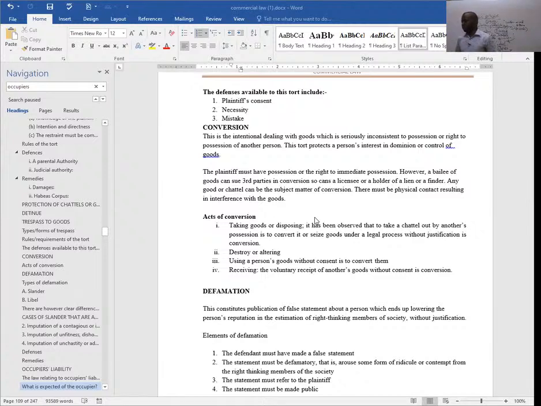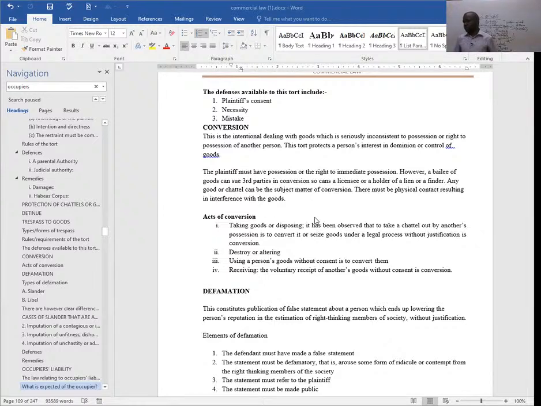Then the statement must be defamatory, that is, arouse some form of ridicule or contempt from the right-thinking members of the society. It wants to make people ridicule you or laugh at you. That element should be present. The statement must refer to the plaintiff. So before Anne takes me to a court of law for defamation, Anne should clearly be the plaintiff, the one who has been accused. If the statement was made about Anne, and the person who ends up in court is Elijah, the statement was not about Elijah, it was about Anne. So Anne should be the plaintiff who comes before the court.